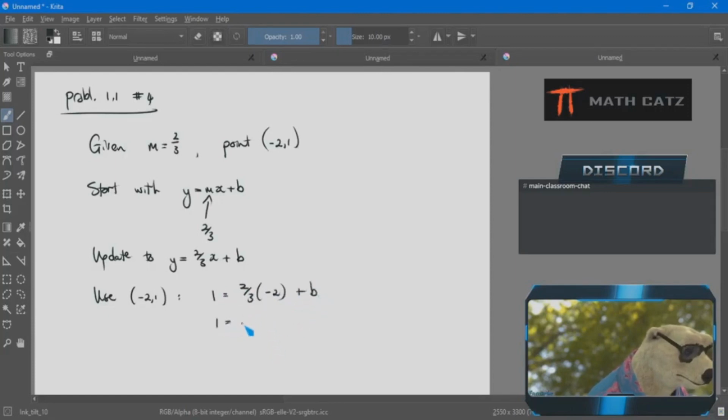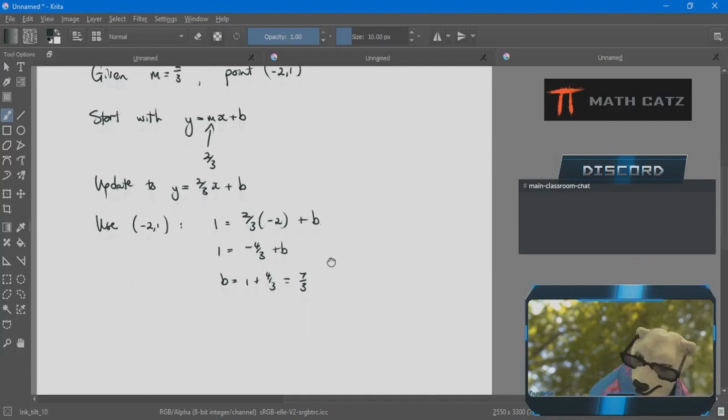So I have simplified -4 over 3. So b is 1 plus 4 over 3. So that's 1 1/3, so 7 over 3. Now I can go decimal here, but then I have to round it, and I don't want to do that. It might not look ideal. So let's just leave it as a fraction. My slope is in fraction form anyway.